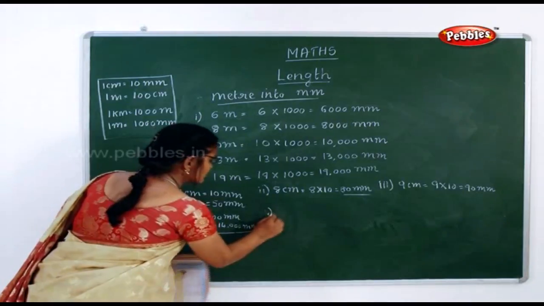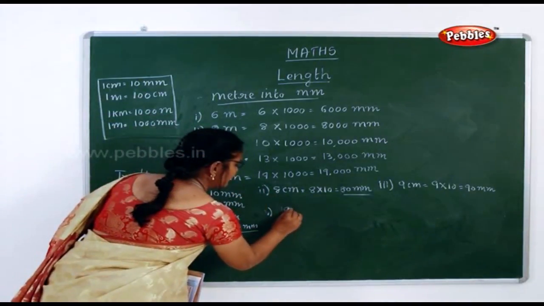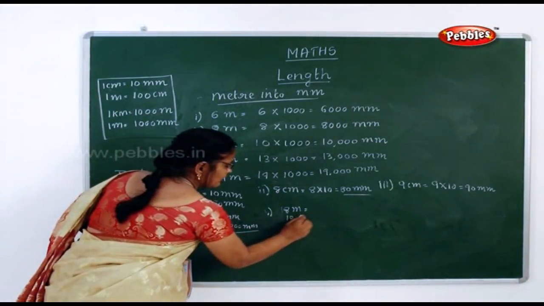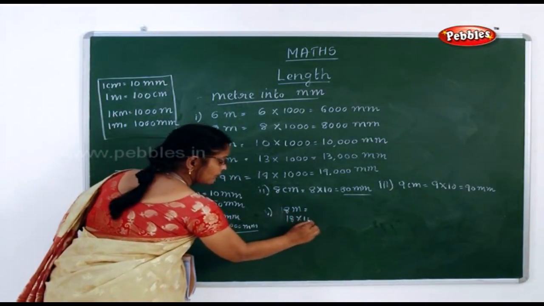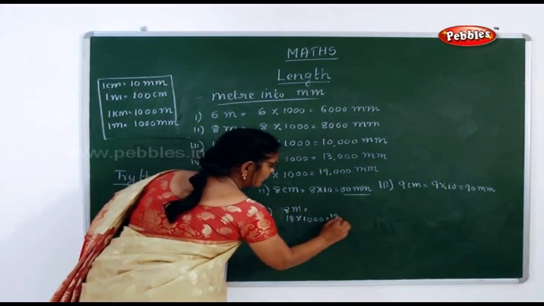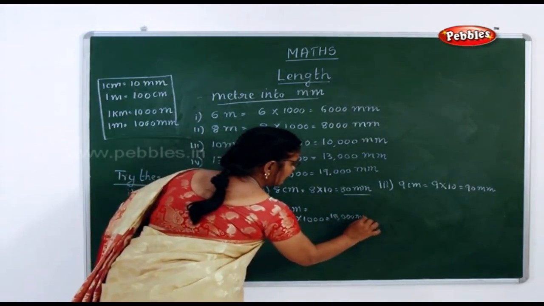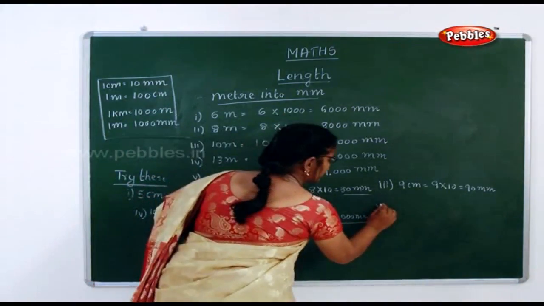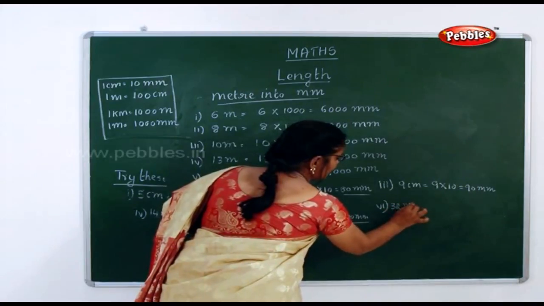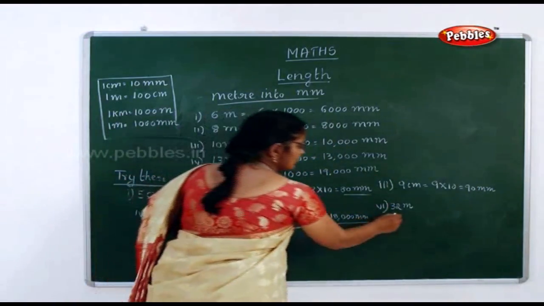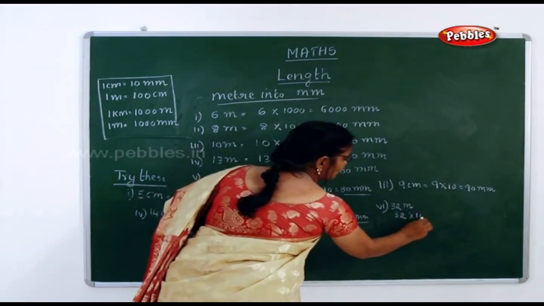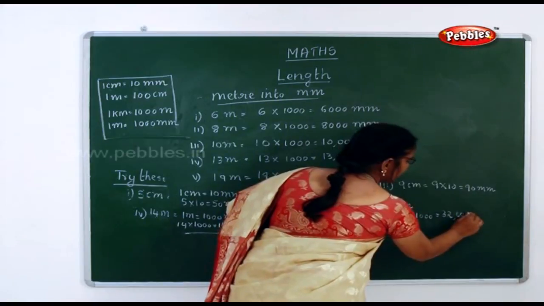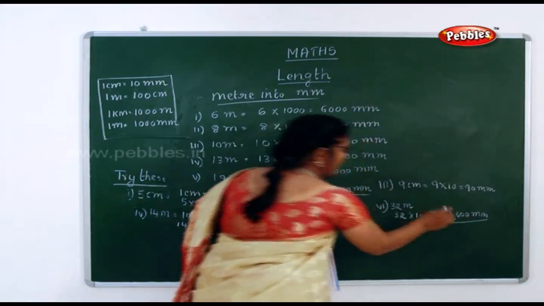Now next sum, what is the fifth sum they have given? It is 18 meter. Now how will you do this 18 meter? Again 18 into how? Very good, it is 1000. So you get 18,000 millimeter. Now what is the last sum they have given? It is 32 meter. Now how will you convert this meter? 32 into 1000 equal to 32,000 millimeter.